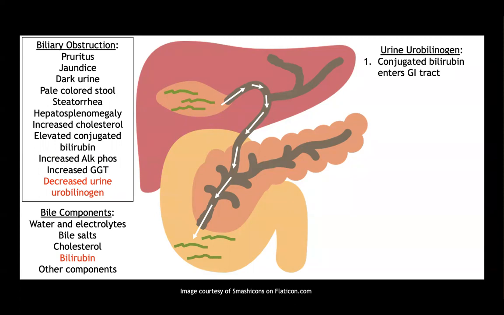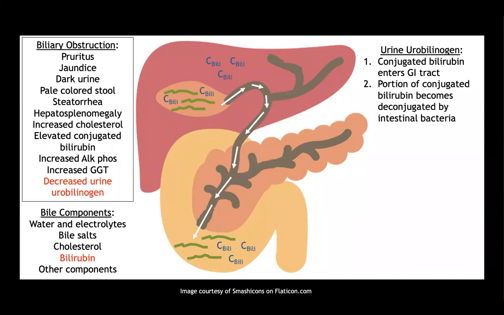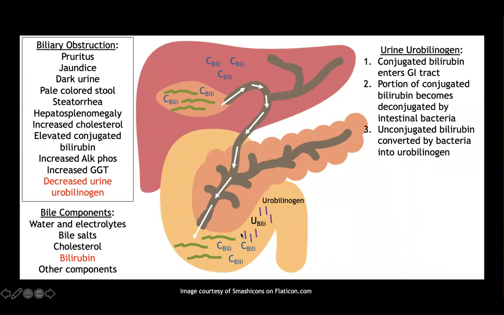Okay. So we know that conjugated bilirubin can make it into our GI tract. And from there, this can be deconjugated by our intestinal bacteria into unconjugated bilirubin and subsequently converted further to urobilinogen. So the more conjugated bilirubin that you have in your GI tract is directly proportional to the amount of urobilinogen that will be formed in your body.